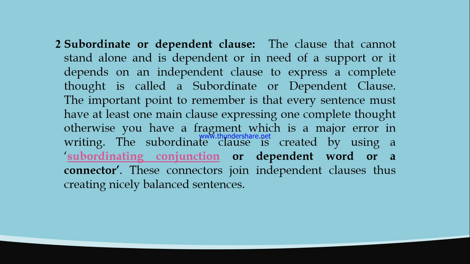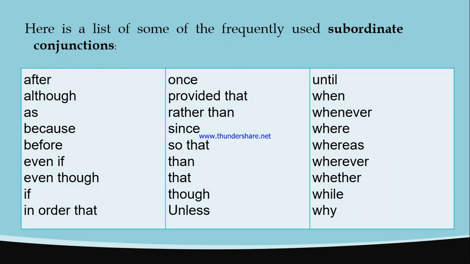The subordinate clause is created by using a subordinating conjunction or dependent word or a connector. How is the subordinate clause formed? It is created by a subordinating conjunction or dependent word or a connector. These connectors join independent clauses, thus creating nicely balanced sentences.